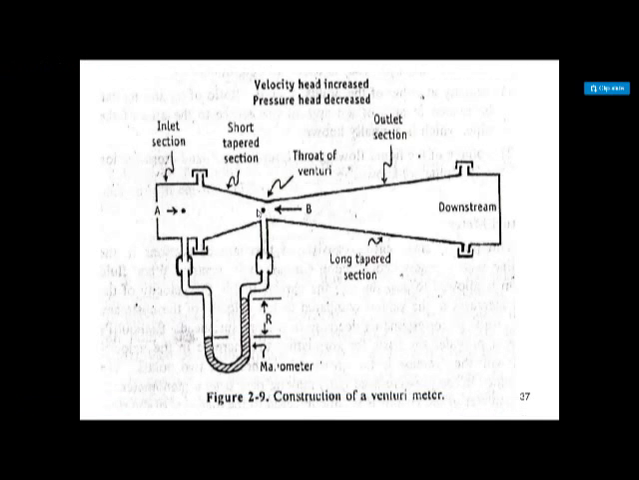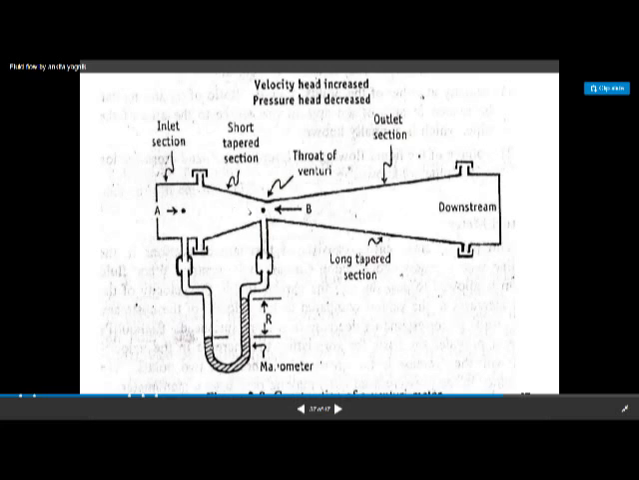So the entrance cone gradually constricts the fluid, and the diffuser cone gradually expands the fluid, reducing the pressure head. And this pressure head can be measured using this manometer, right? So this is the construction. A short tapered section is there, and this is the outlet section. This is the same as the orifice meter. In the orifice meter, there was a plate and a small constriction area, that is the orifice. Instead of the orifice, here is the throat of the Venturi, and this upstream portion is the entrance cone, and this is the diffuser cone, right?